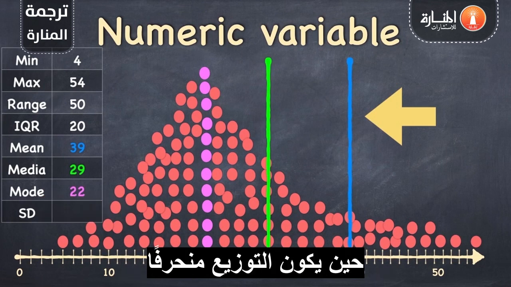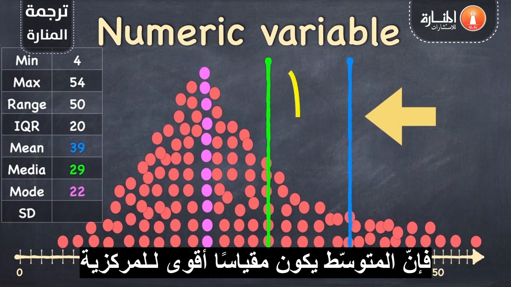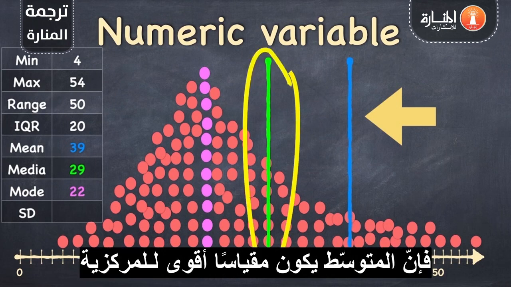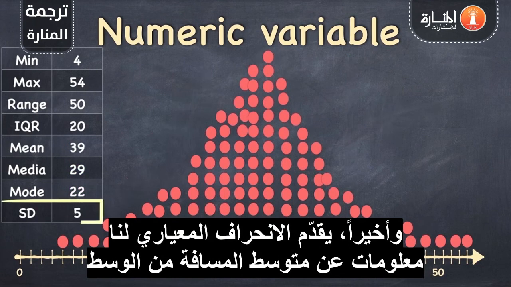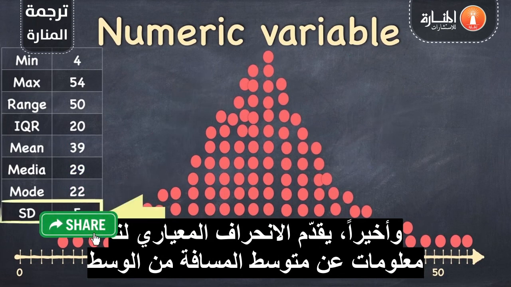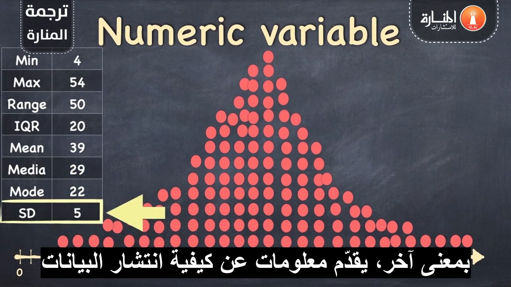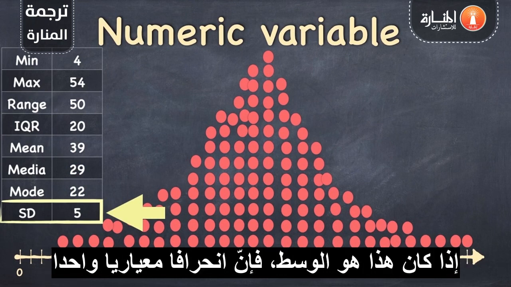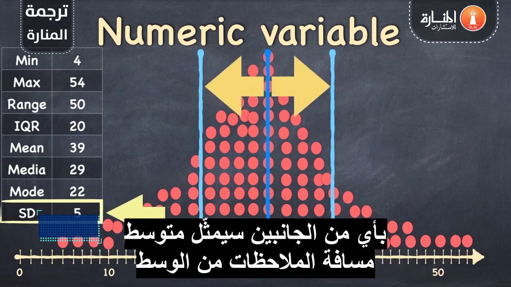Clearly, when the distribution is skewed, the median is a more robust measure of centrality. And finally, the standard deviation tells us about the average distance from the mean. In other words, how spread out the data is. So if this is the mean, then one standard deviation on either side of that is the average distance of the observations from the mean.